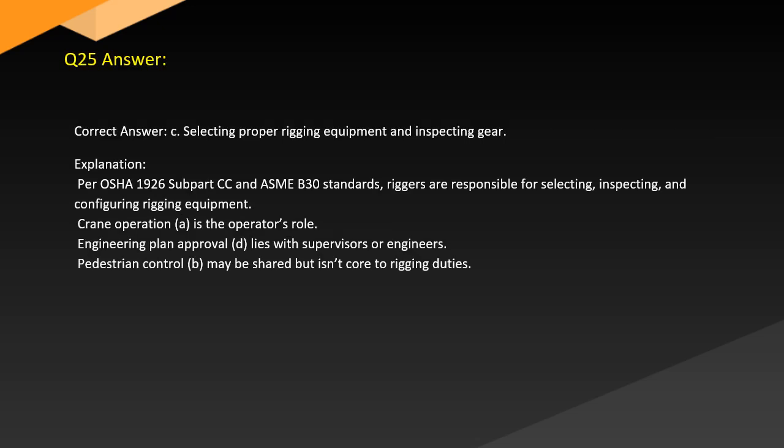Answer. Correct answer C. Selecting proper rigging equipment and inspecting gear. Explanation. Per OSHA 1926 Subpart CC and ASME B standards, riggers are responsible for selecting, inspecting, and configuring rigging equipment. Crane operation (A) is the operator's role. Engineering plan approval (D) lies with supervisors or engineers. Pedestrian control (B) may be shared but isn't core to rigging duties.